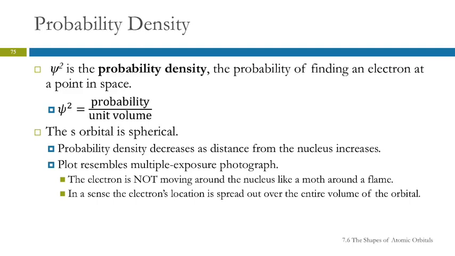It's very important for you to understand the electron is not moving around the nucleus like a moth around a flame. I know I had that picture in my mind for a long time, that the electron's just being really random and it's jumping all over the place. That's not what it is. The electron is a wave and a particle. As a wave, it occupies this volume, but as a particle, it can only be in one place. So the electron's location is spread out over the entire volume of the orbital, with it behaving as a wave.